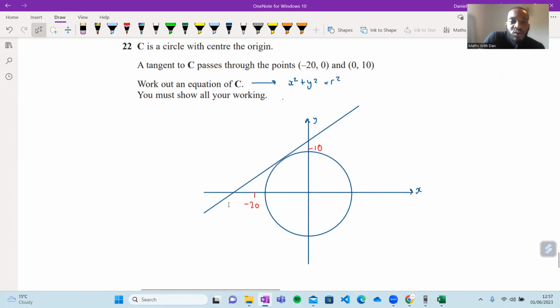And to be honest, that will tell me, I'm going to move this here now. Maybe I should have done that first, to be fair. This would be 10, and this would be -20. This is our tangent. Thank you very much, Grenette. Fantastic. Now, the question says we need to work out the equation of C.